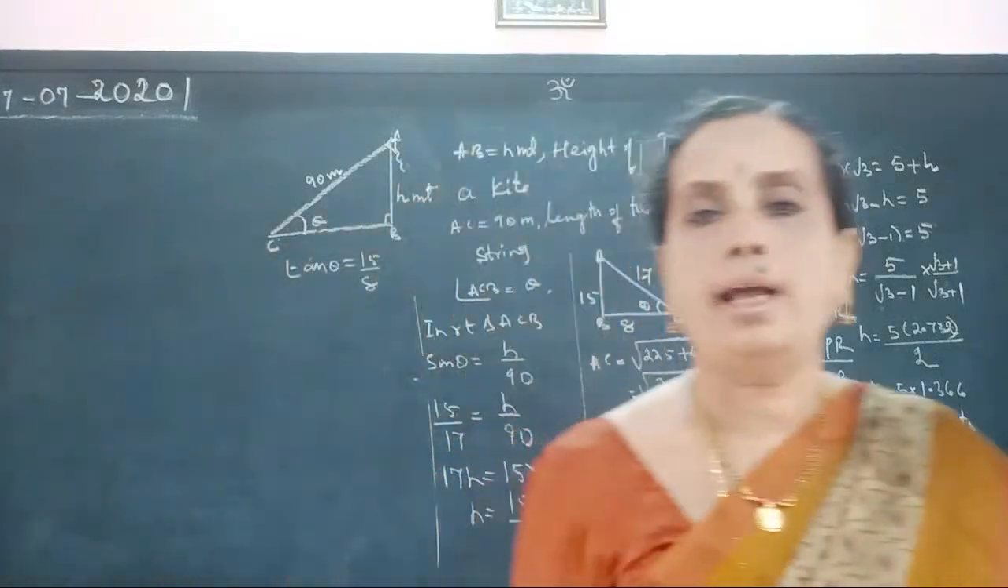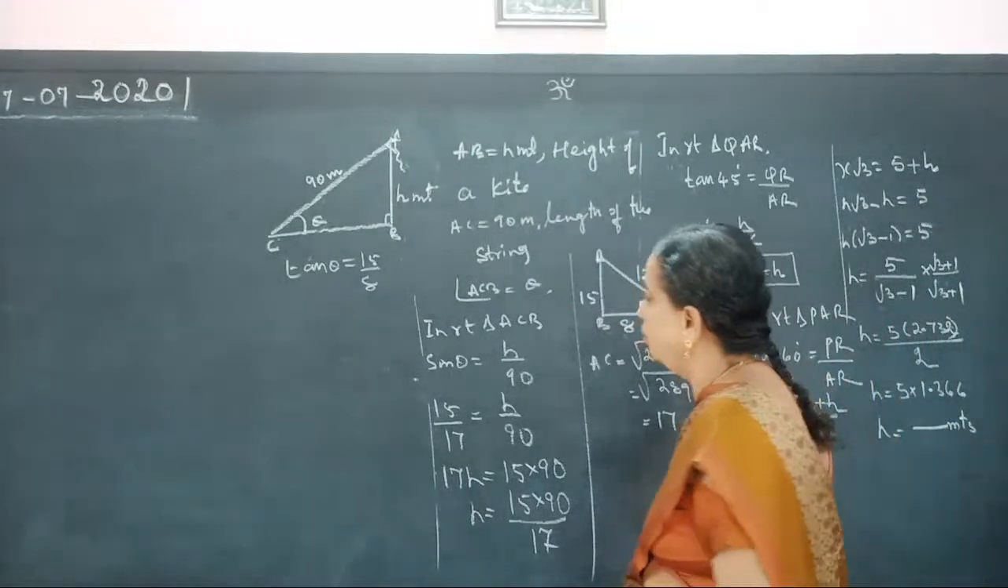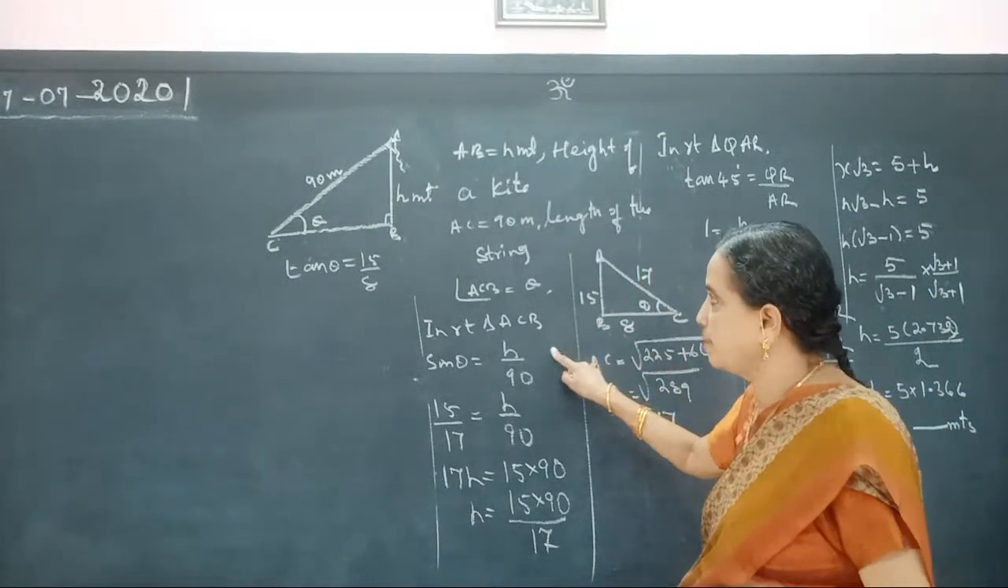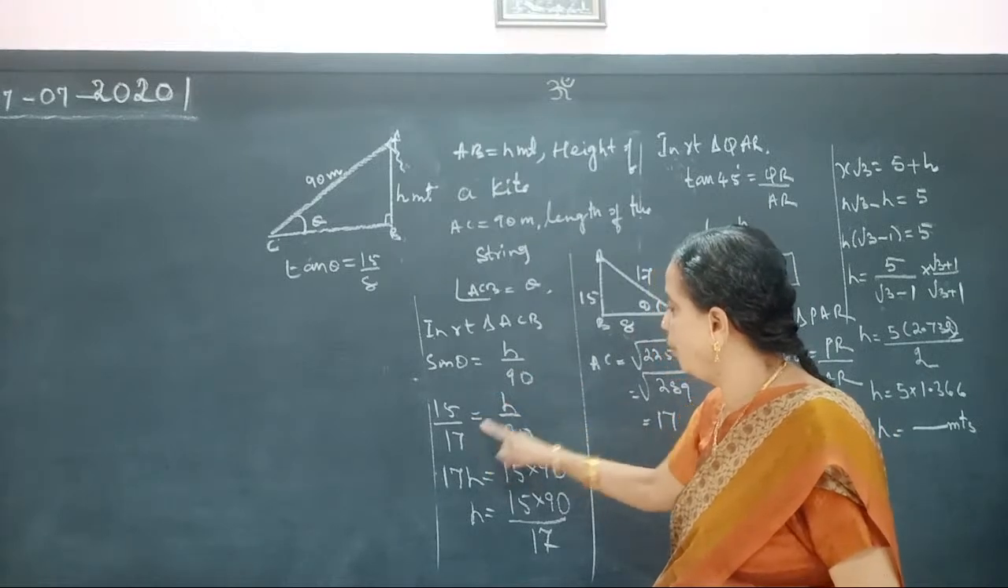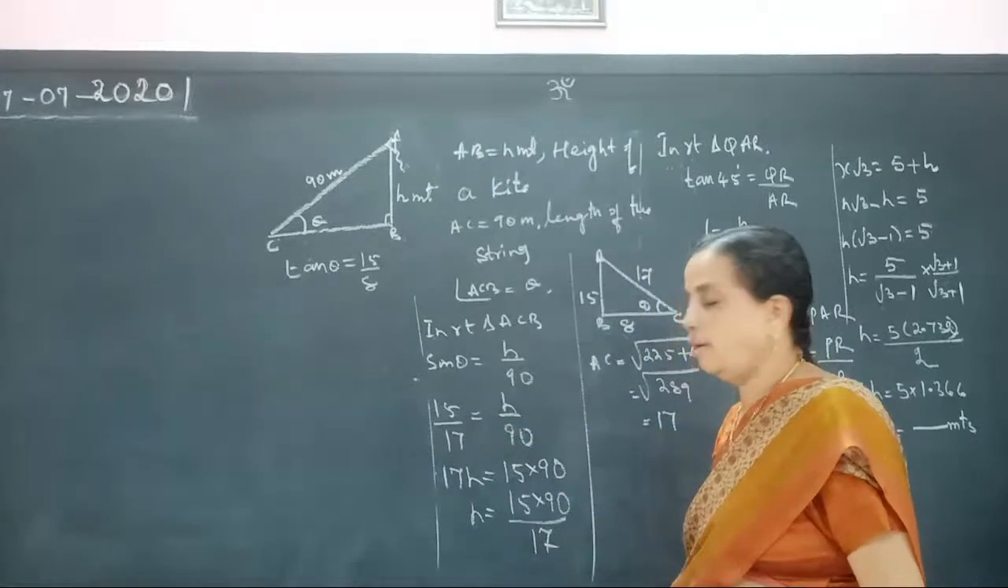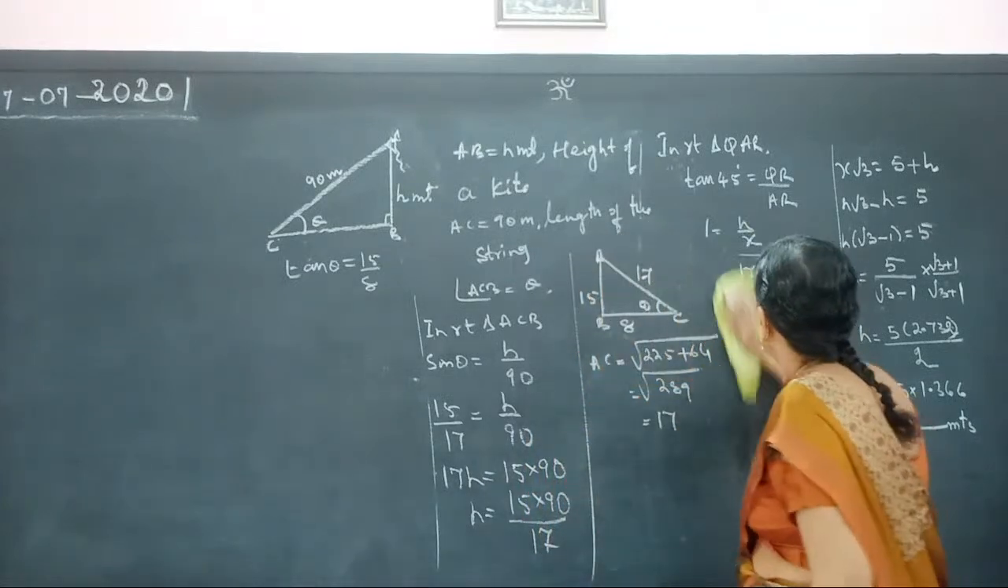Now using the tan theta ratio, get the hypotenuse value. Then substituting sin theta as opposite side by hypotenuse, you will get the value of h. Do the calculation.